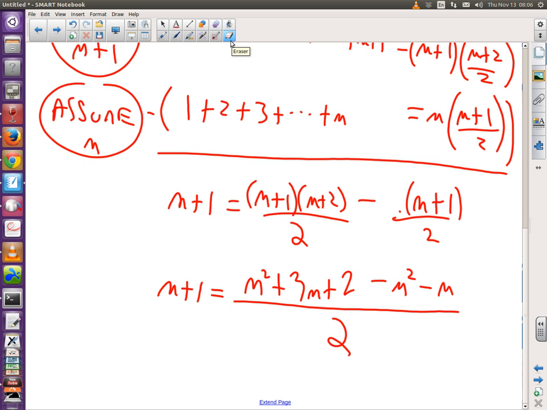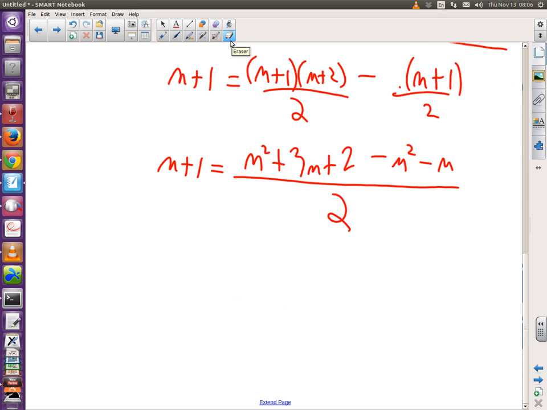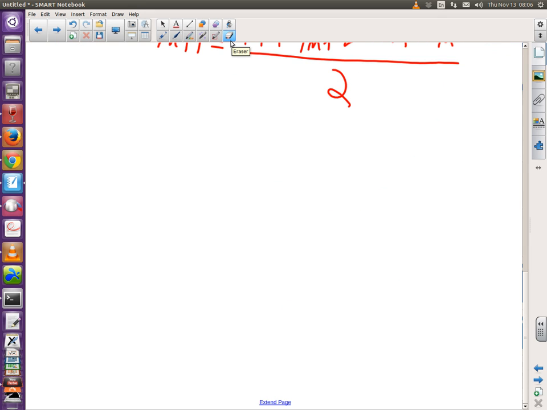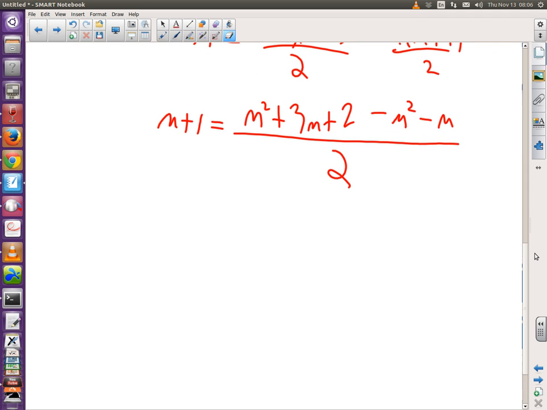Okay, so what happens to the n squareds? They cancel. What happens to the 3n and the n? 2n. And you get plus 2. So n plus 1 equals 2n plus 2 over 2. But what did you say about that? The denominator goes into both terms of the binomial, and you get n plus 1 equals n plus 1, which is true for all n. Check.